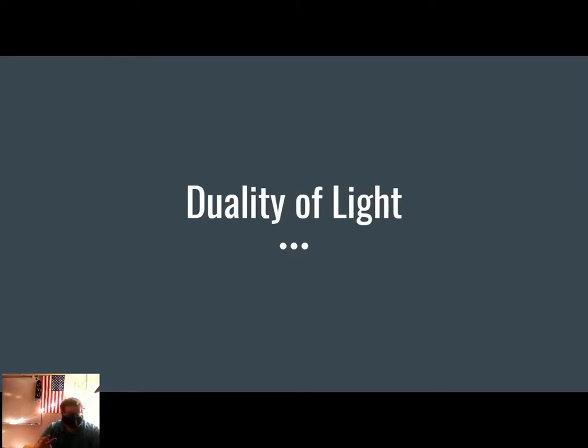And we can do experiments. You're going to look at two experiments today that show each of those, light behaving like a wave, light behaving like a particle. And both of those are true. So therefore, we have to accept that light is something that is more than just a particle. It's more than just a wave. It's some kind of combination of both.